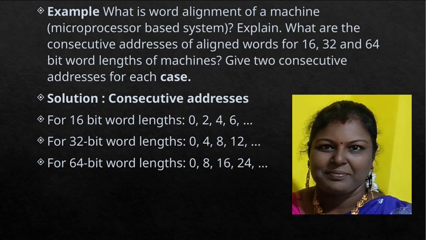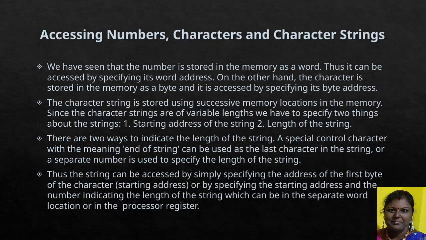We've learned that numbers are stored in memory as words, so we access them by their word address. Characters, however, are stored as bytes, and we access them by byte address. When it comes to character strings, they're stored in consecutive memory locations. Because strings can vary in length, we need 2 things to work with them: the starting address and the length. The length can be indicated either by a special end-of-string character or by a separate length value stored elsewhere. This lets us access strings efficiently, either by their start address alone or with both address and length.